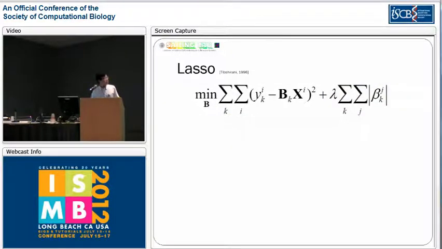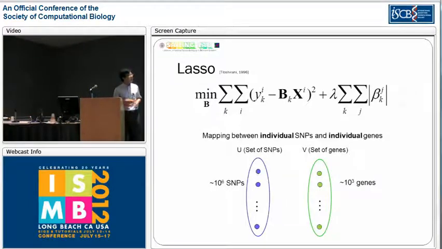Now let me tell you about the property of this method. If we solve this problem, what it really does is as follows. We are going to find the mapping between individual SNPs and individual genes. For example, in this graphical representation, we are going to find the edges between individual SNPs and individual genes.